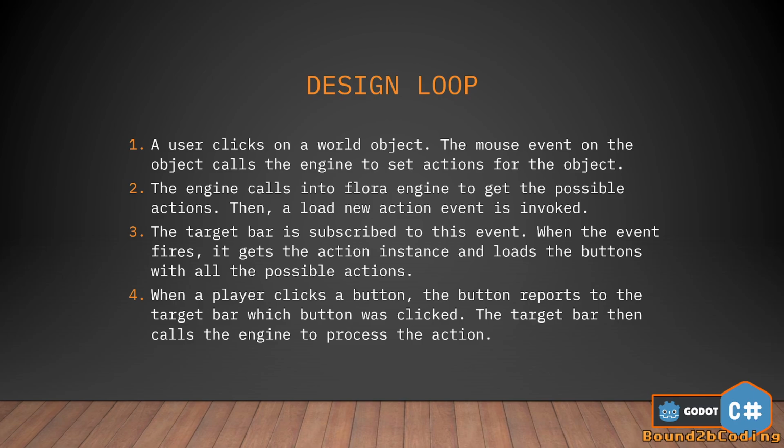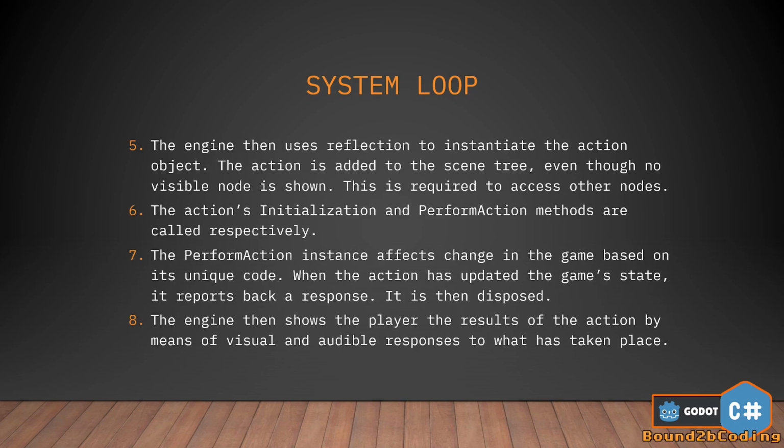When a player clicks on one of the buttons, the button reports to the target bar which button was clicked. And then the target bar calls the engine and says, hey, this button has been clicked. We need to process the action that's associated with this button. The engine then uses reflection to instantiate the action object. Remember, I said that these actions are isolated code. And so it's going to instantiate an instance of that code.